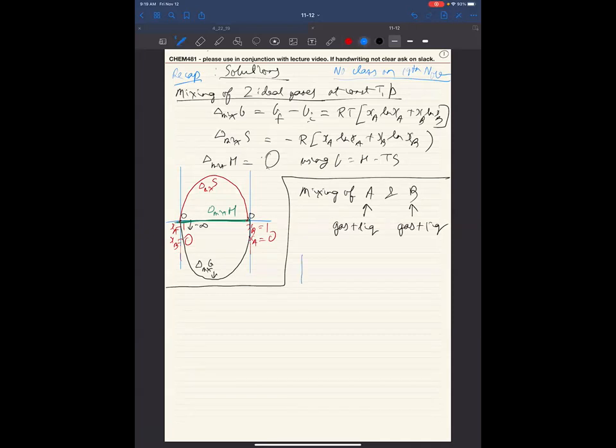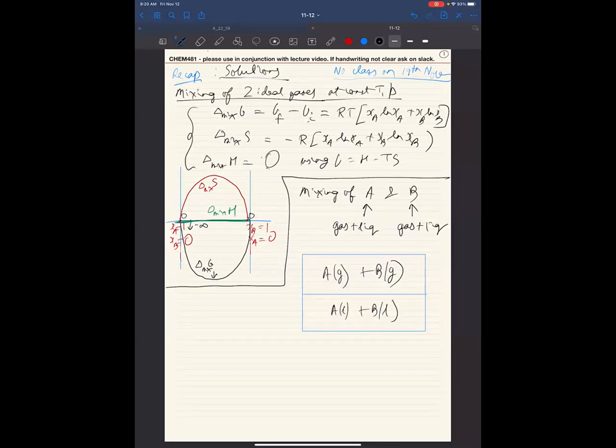Now we have a container. And in this container, we have the liquid in the bottom. We have A liquid plus B liquid. And here we have A gas plus B gas. And we want to talk about the mixing Gibbs energy here, the enthalpy of mixing over here, and all the three things that we did for mixing of two ideal gases, we want to do for mixing of not just gases, but also liquid.